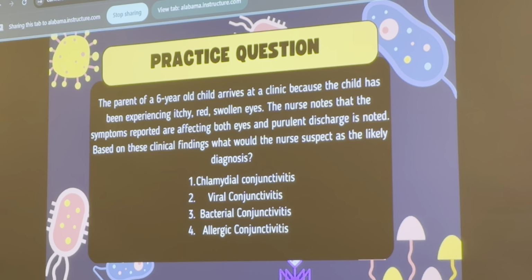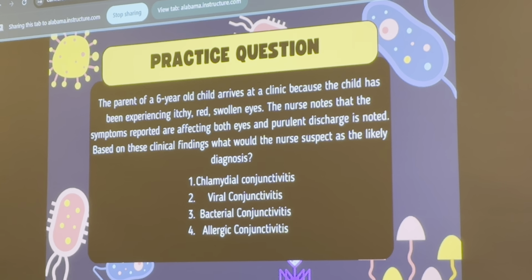Okay, good. Viral conjunctivitis, why not that one? It's unilateral and it's watery. Unilateral and watery for your viral conjunctivitis, alright? Chlamydial conjunctivitis is the same thing as a viral conjunctivitis, right? Yes. So that knocks 2 of them out already.